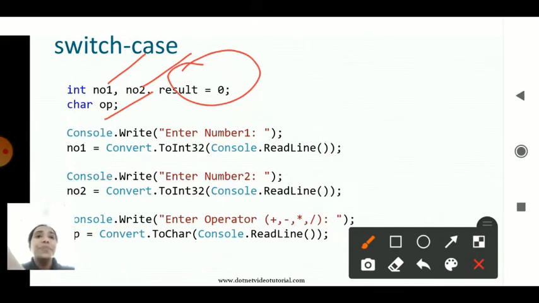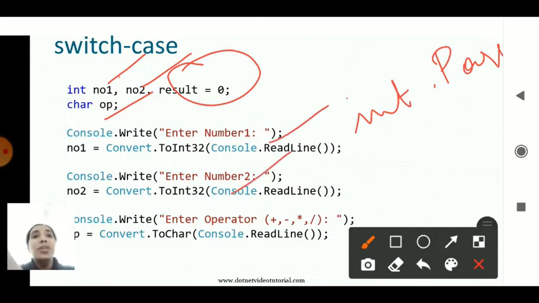When we consider two numbers, number 1 and number 2, they are of integer type. So you may use Convert.ToInt32, or you may use int.Parse, with small letters. You may use either of the two. Int.Parse or Convert.ToInt32, and you have to read that particular number, that is Console.ReadLine.